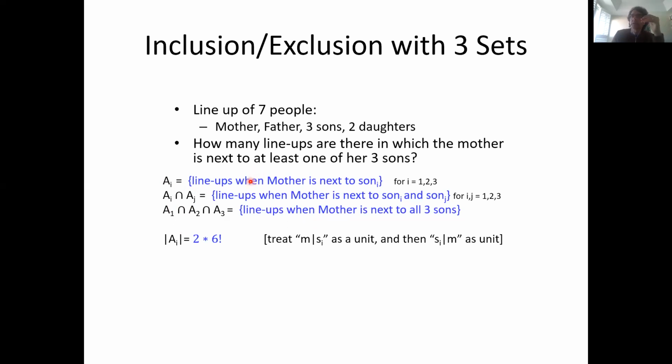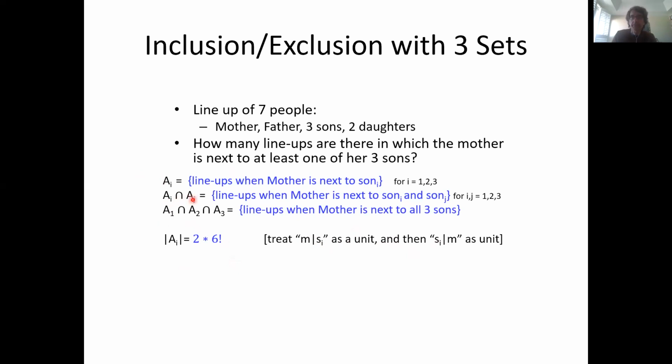Because for these types of problems, how many ways are there of ordering 7 elements where element 1 and element 2 have to be next to each other? We conjoin them, and therefore it's like counting how many permutations of 6 elements. But there are 2 ways of conjoining them: mother first, son i second, or son i first, mother second. That's why it's 2 times 6 factorial, right? Mother-S_i as a unit and S_i-mother as a unit. So each of them has this.